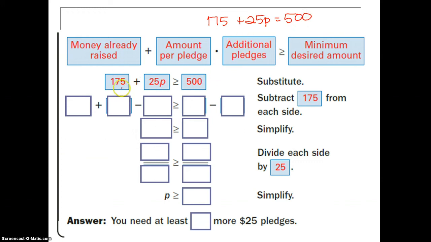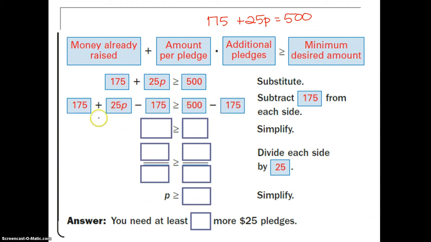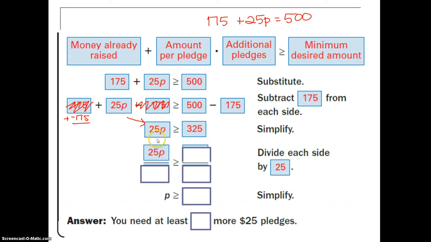So I need to clear the constant, which is 175. So I add negative 175, or they like to subtract. Okay. Again, I like to do it this way, but it's the same thing. They still cancel each other out on this left side. 500 minus 175 is 325. Now we have 25 times P. So we need to divide each side by 25. Cancel. 325 divided by 25 is 13.